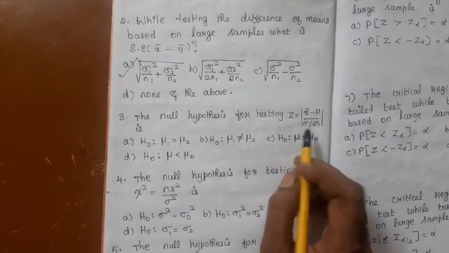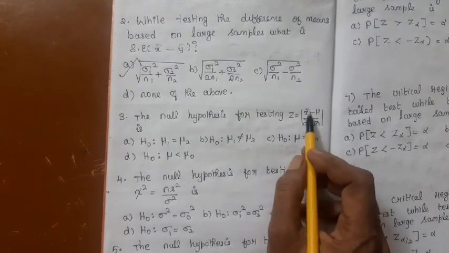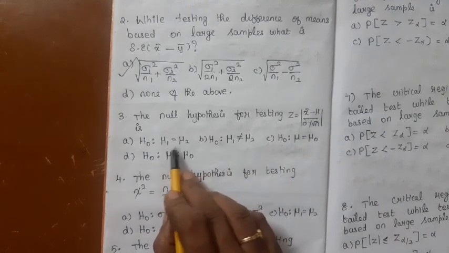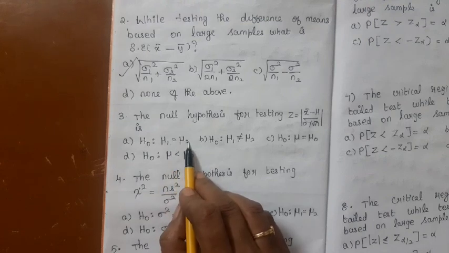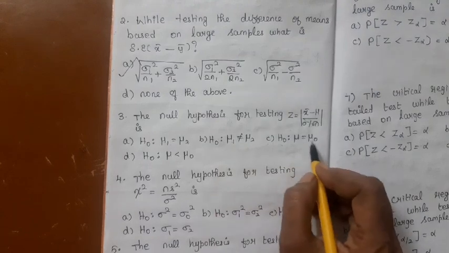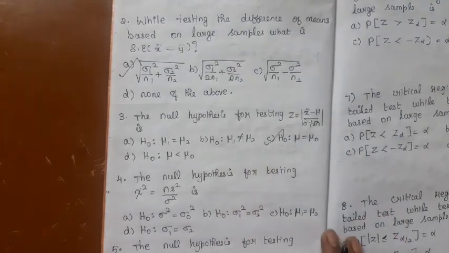The null hypothesis, see this test statistic is for testing the mean. So what is the null hypothesis here? This is not the right answer because it talks about two populations. This is also not the right answer. Mu equal to mu naught is the right answer.